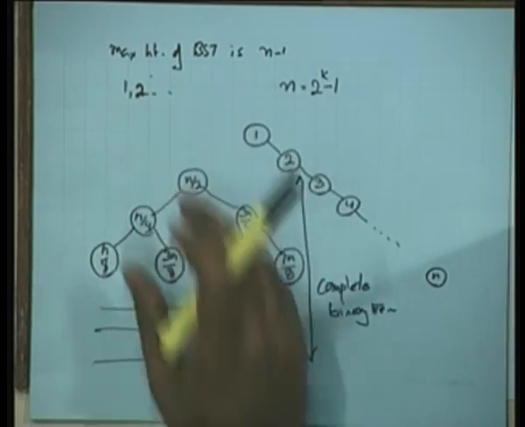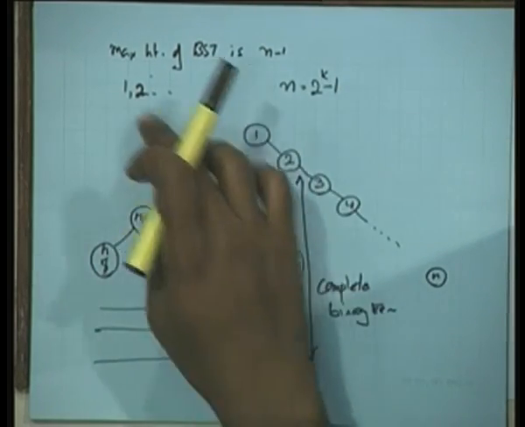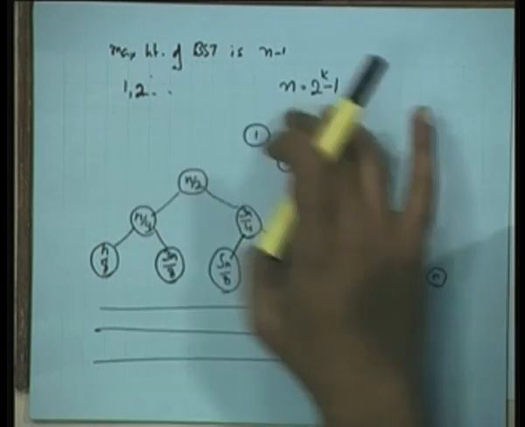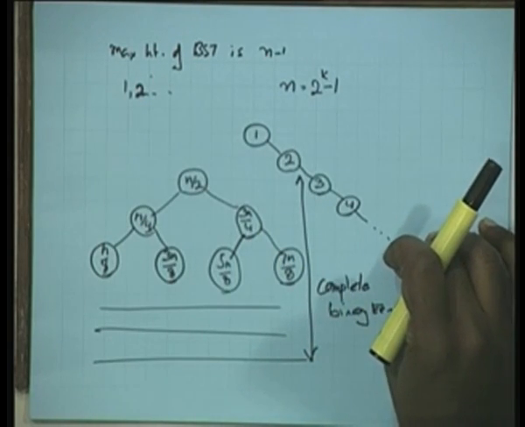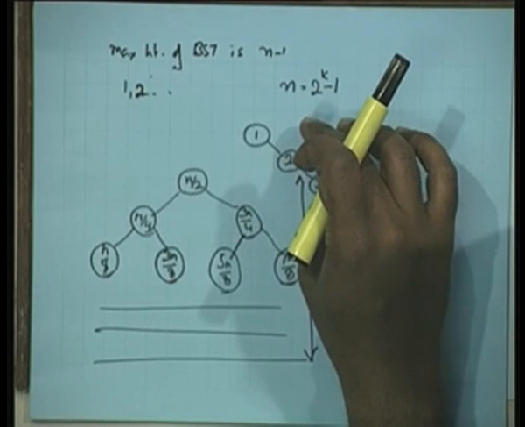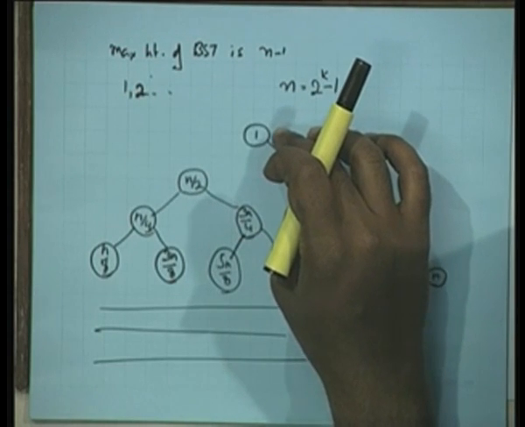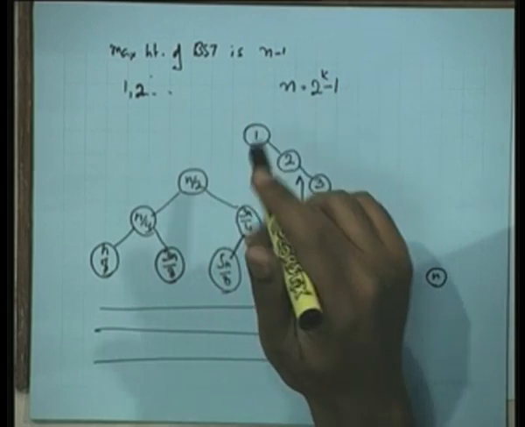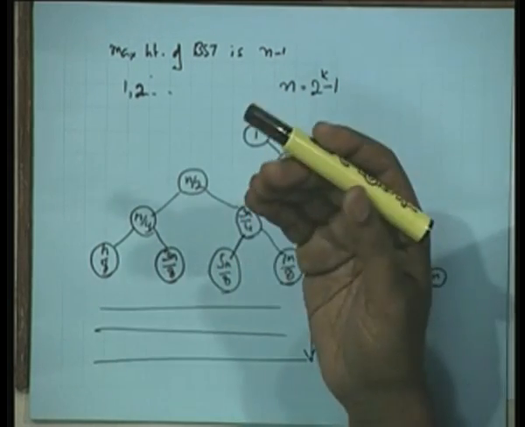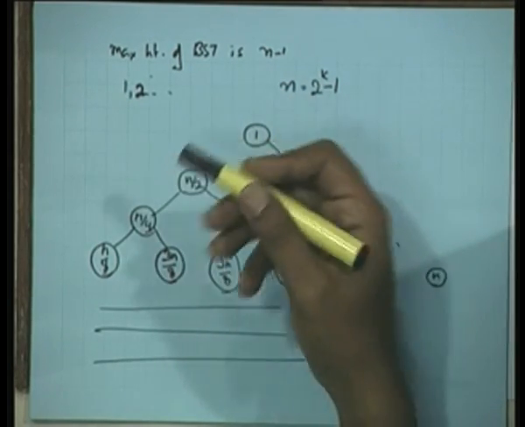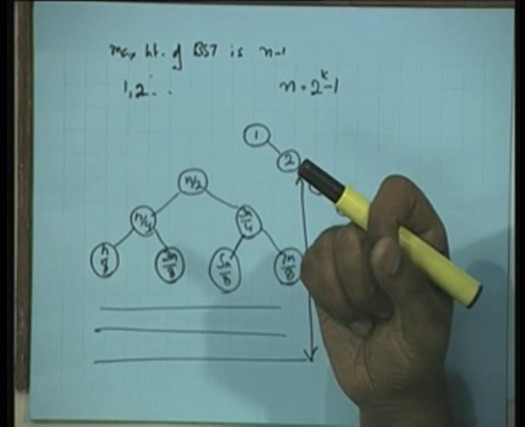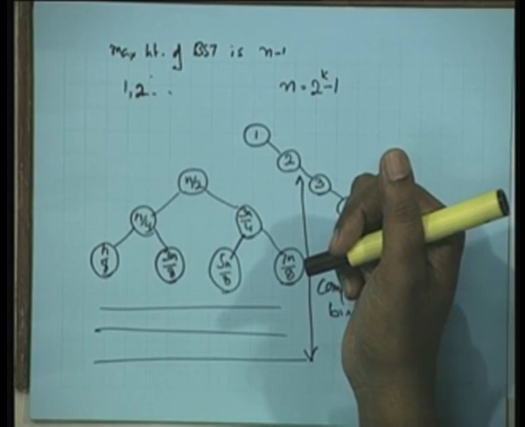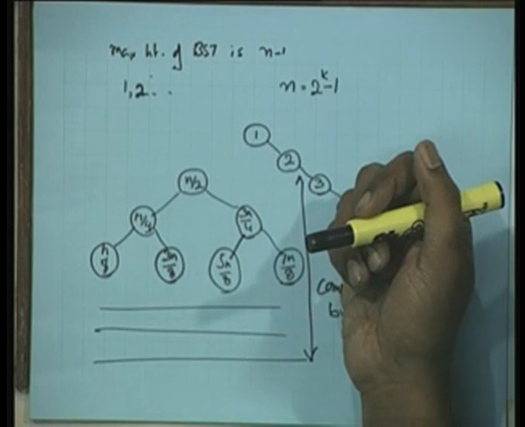Of course, with some effort you could figure out in what order I should insert these elements so that I get a small height tree, and what is a bad order. Suppose I were to just take a random permutation of 1 through n. You understand a random permutation? Take one of the n factorial different permutations at random and insert elements in that order, right? What will be the height of the tree then?